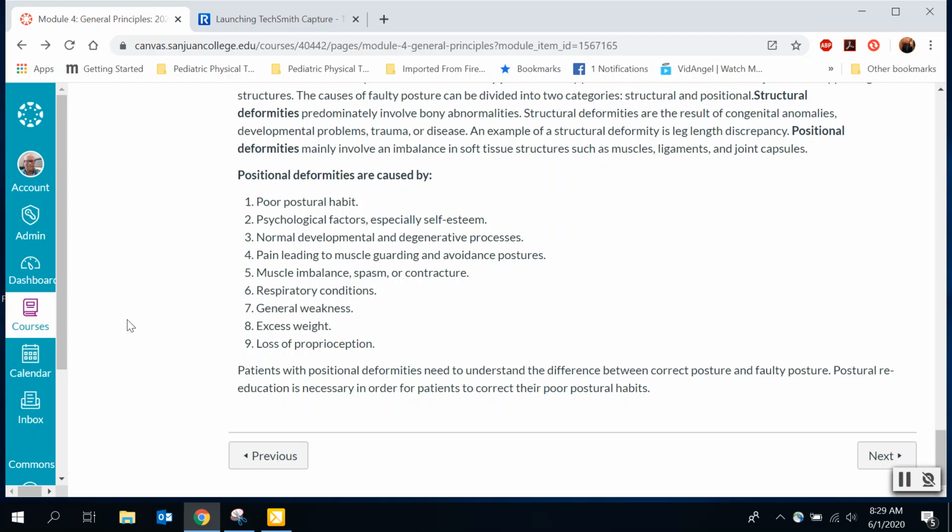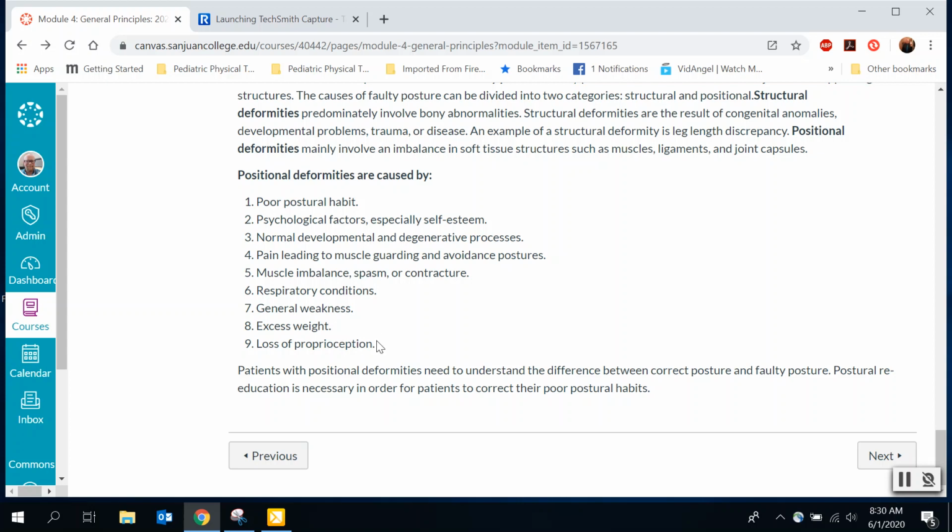And loss of proprioception. Loss of proprioception is just you don't recognize where your body is in space, and so you stand weirdly and you don't even realize it, right? And so you're kind of leaning to the side, and normally your body would let you know that, but because of some type of loss of the ability of your body to recognize where it is, this can be caused by CVAs and brain injuries and things like that. You just lose sight of that.